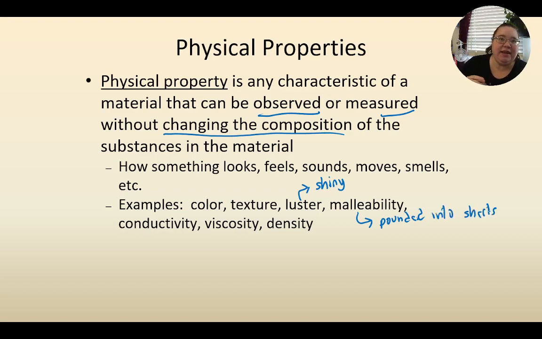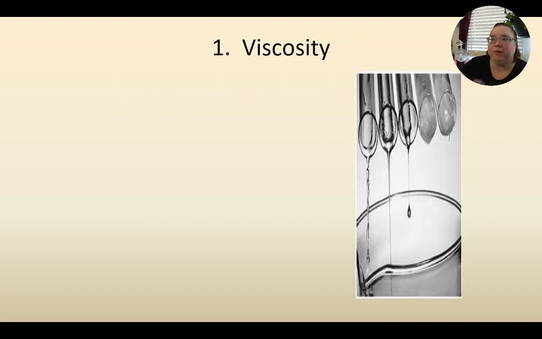So the fact that we can get a roll of aluminum foil, the fact that aluminum foil can be pounded into a nice flat sheet, is a physical property of that foil.